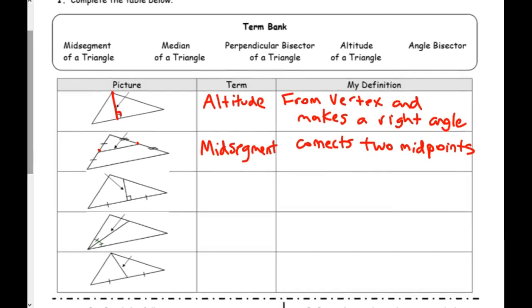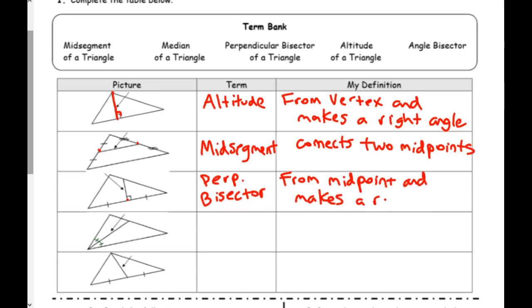Next one, it's from a midpoint, it makes a right angle. That's called a perpendicular bisector. It's from a midpoint and makes a right angle. So notice the difference between altitude, which is from a vertex, and perpendicular bisector, which is from a midpoint.